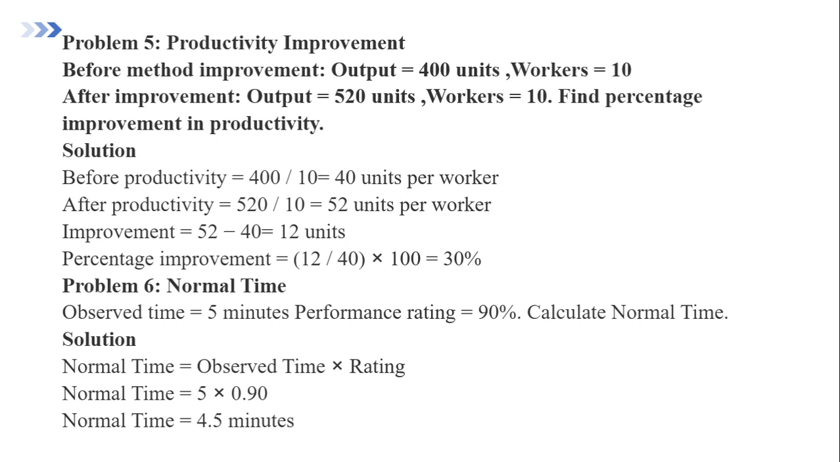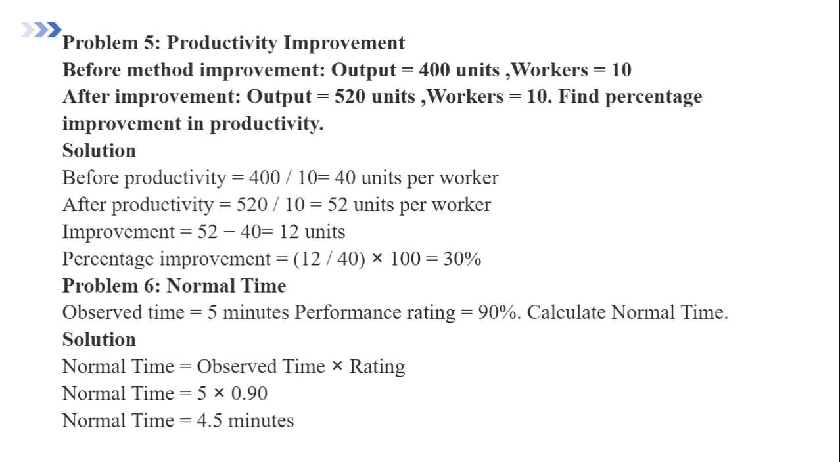The next problem is productivity improvement. The question is: before method improvement, the output is 400 units and the workers are 10. After improvement, the output is 520 units and the workers are 10. Now find the percentage of productivity improvement.